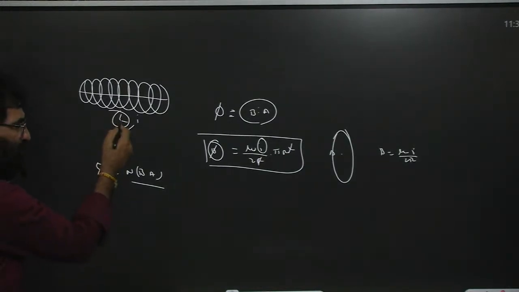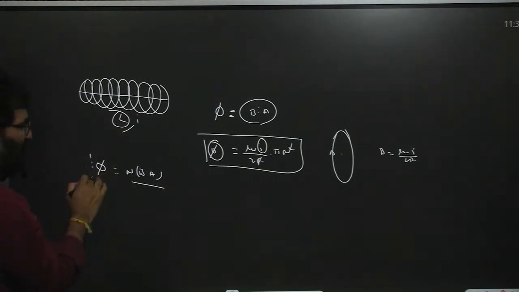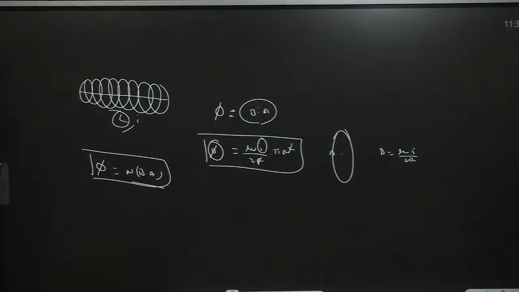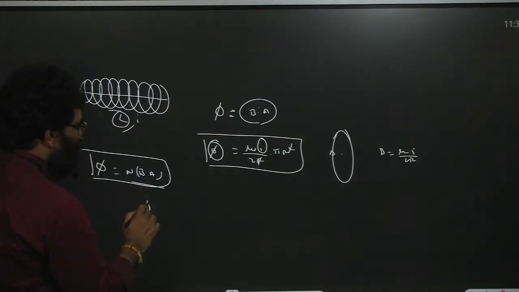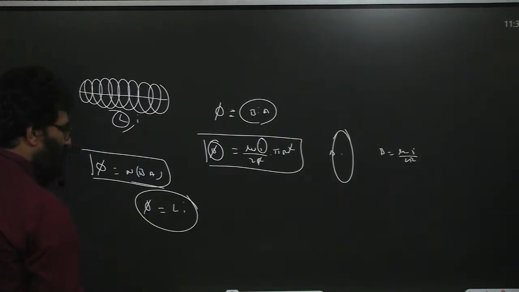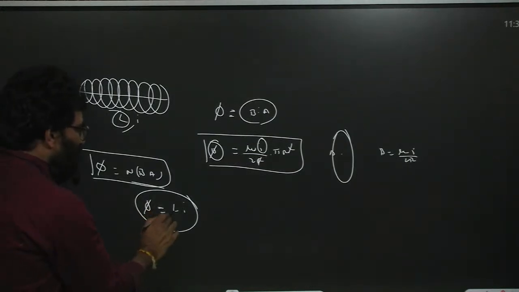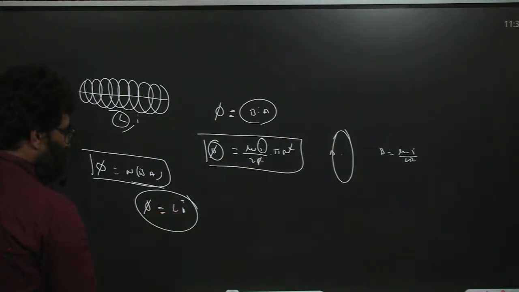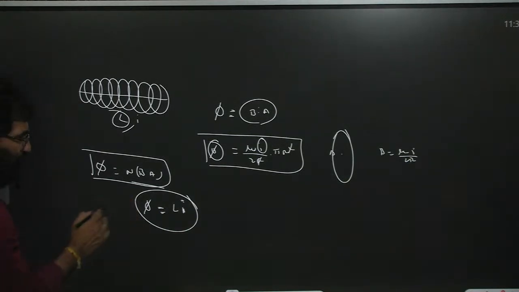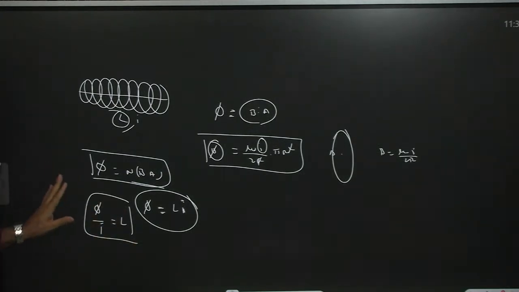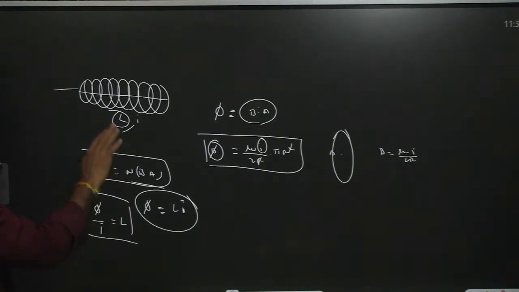Now, we can get it like this. Flux is nothing but N into B into A. So indirectly, flux is equal to L into I, when we take an inductor. There are many concepts, but we have less time. So phi is equal to L into I. So flux per current is nothing but what? Self-inductance. That self-inductance is a self-opposition when current is passing through this. Inductance always opposes the variation of current.